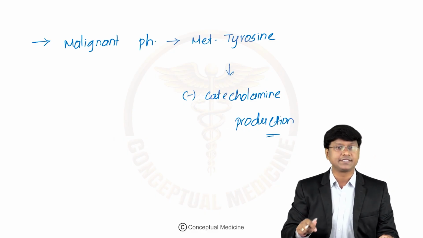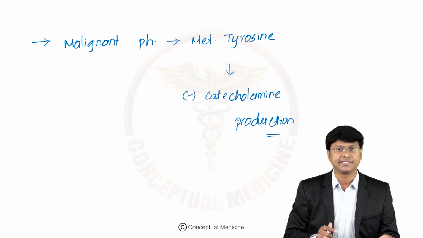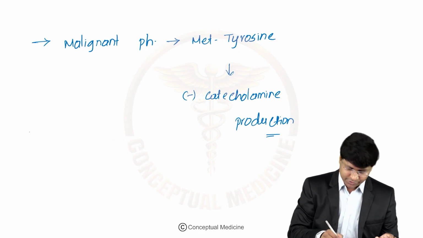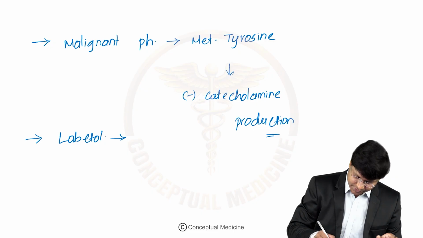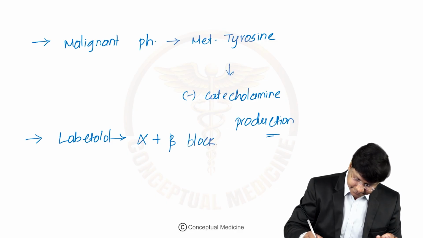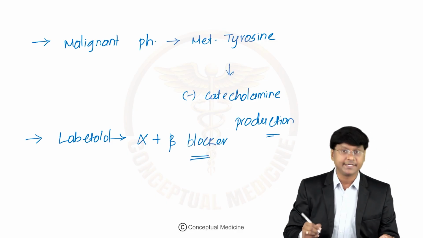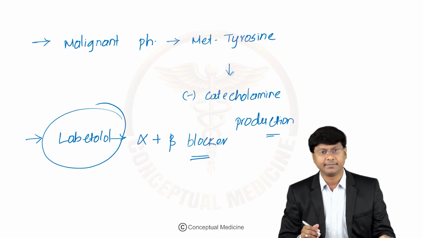Right? It inhibits the catecholamine production. And the other antihypertensive that can be given in patients with pheochromocytoma is labetalol. Labetalol is both an alpha plus beta blocker. So that is your labetalol.